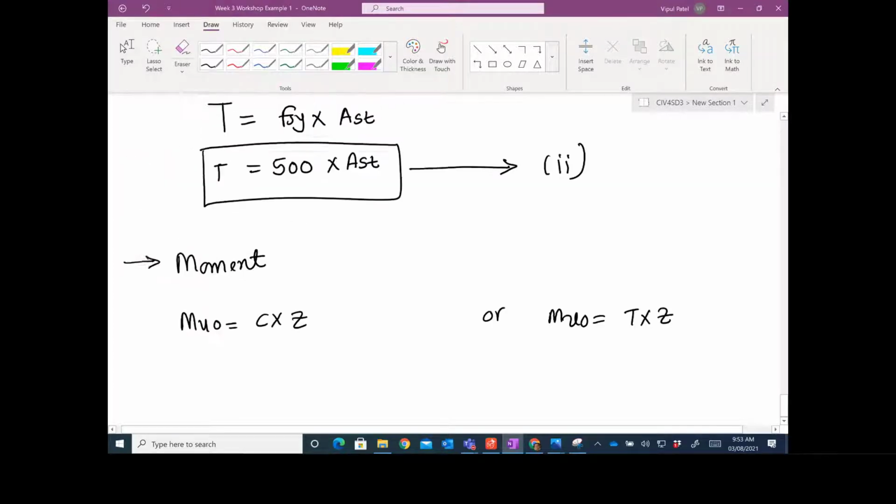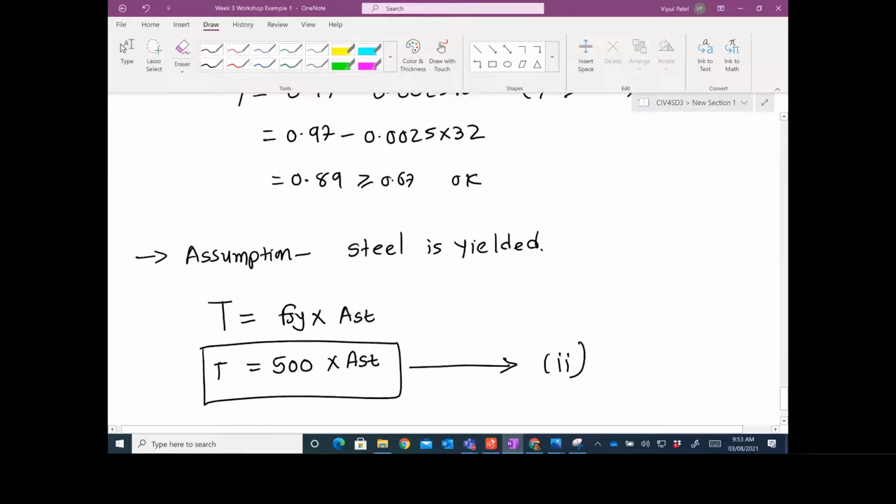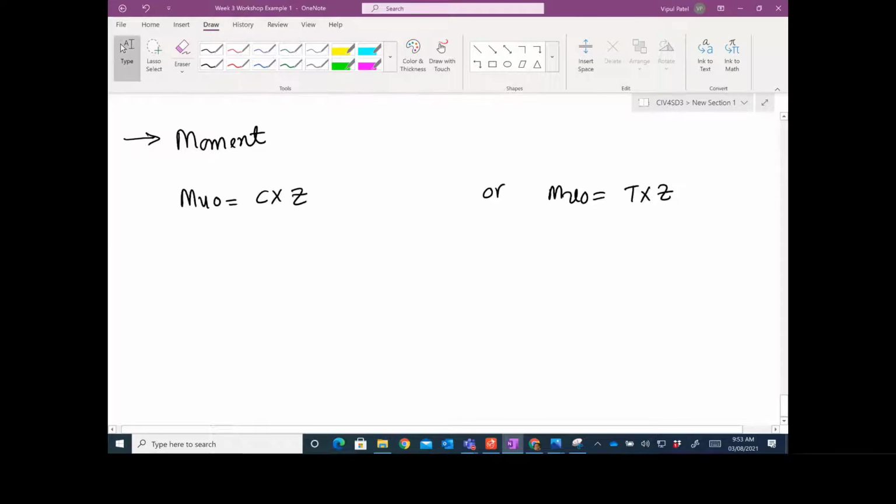Now, looking at these equations, for T we don't have dn. Our first intention is to calculate dn. So we should be good if we calculate this C, because it has dn. So that's good, we can use this equation rather than that one. Now, the lever arm Z, we can calculate.